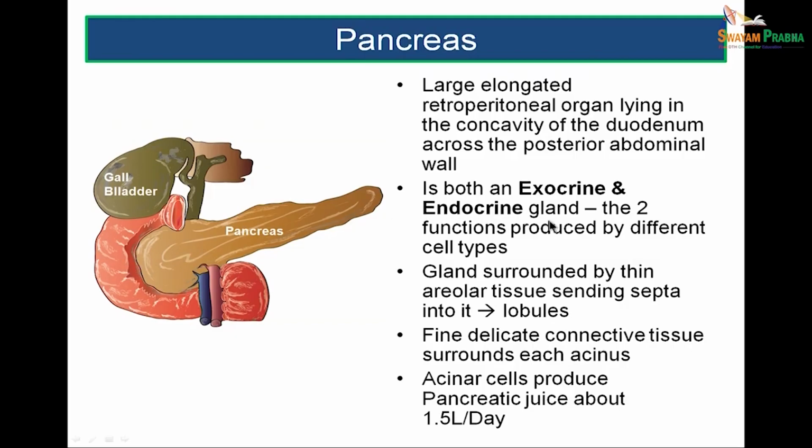It also has an endocrine part which has special cells producing substances like insulin and glucagon. So, it has an exocrine part and an endocrine part having two different sets of cells producing these two different functions. The gland has a capsule around it, a very thin areolar tissue which sends septae into it, giving you lobules. The acinous cells in the pancreas can produce pancreatic juice of about 1.5 liter per day.